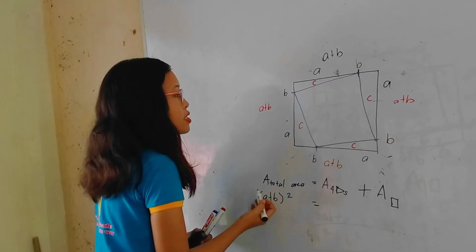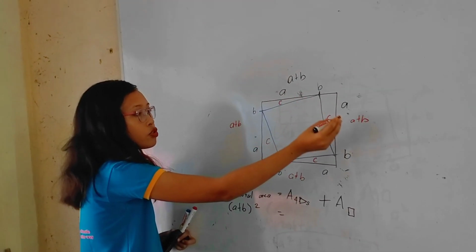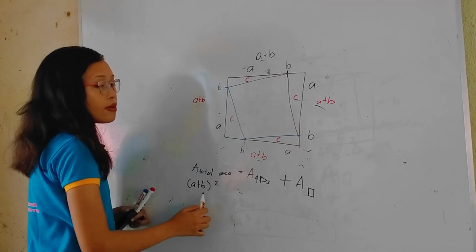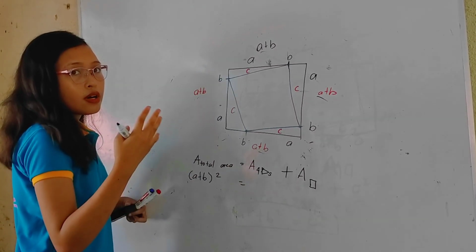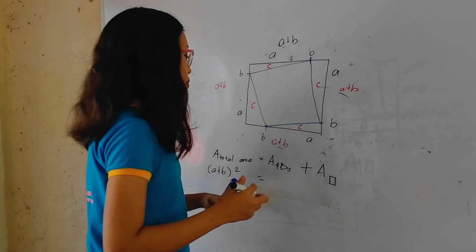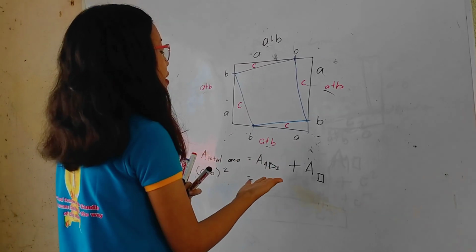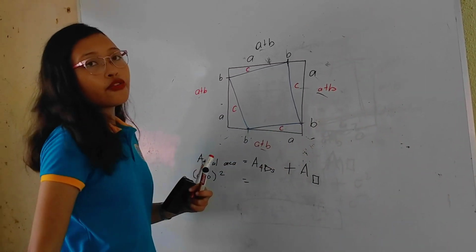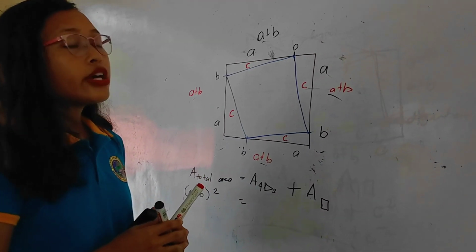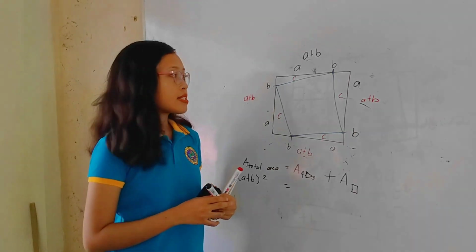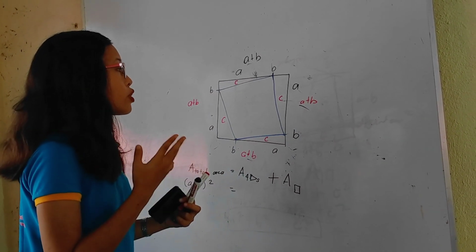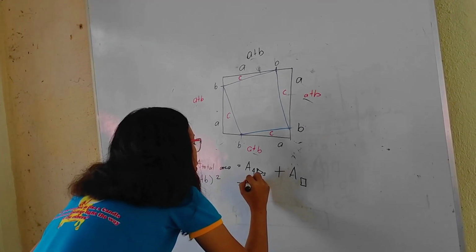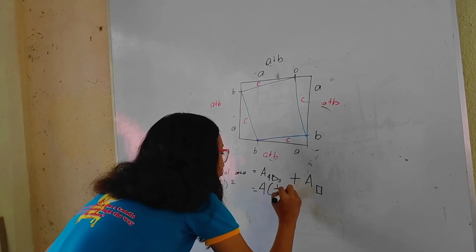So where did we get A plus B? It is from the outer square, the A plus B here. Since we're going to find the area, the area of a square is equal to the square of its side. As for the area of the four right triangles, we know that the area of a triangle is 1/2 base times height. So to join the four right triangles, we multiply 4 by 1/2 AB.